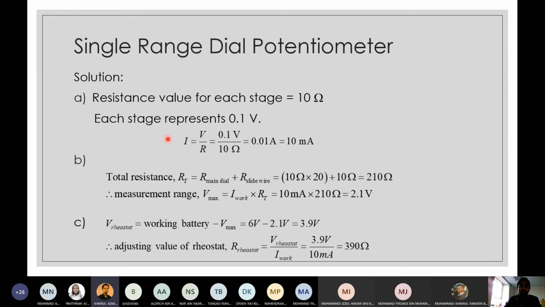Step one, we need to know the current based on the first stage of the main dial. Since each stage represents 0.1 volt and the resistance value for each stage is 10 ohms, we apply Ohm's law to get the total current flowing as 10 milliamps.